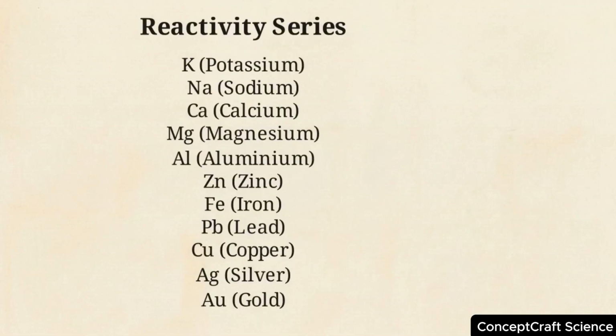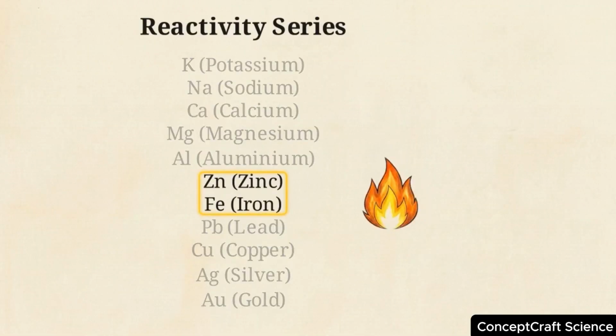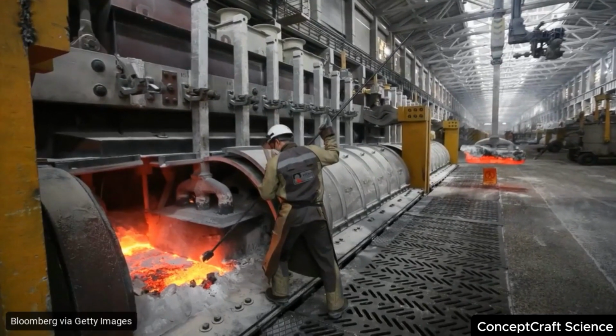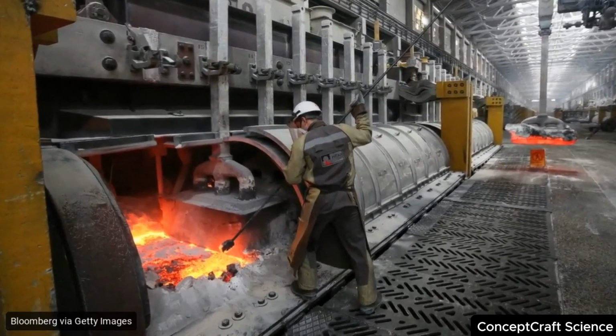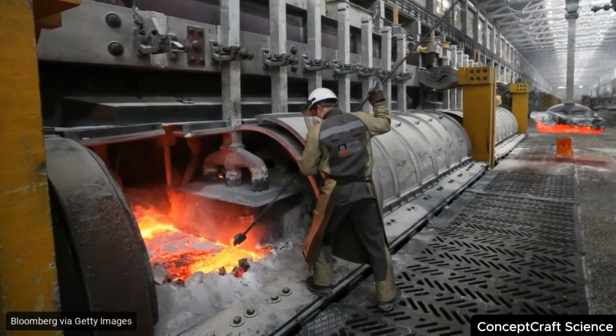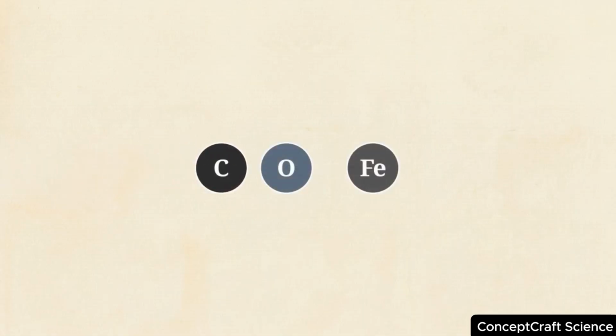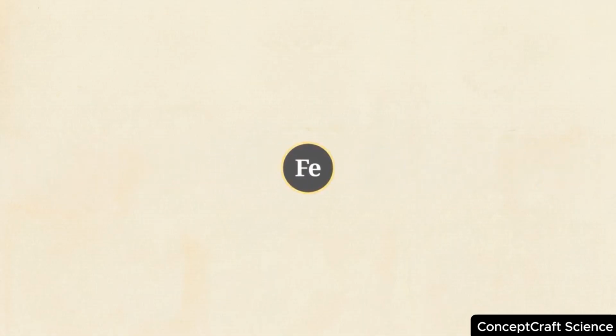But for medium reactivity metals, like iron and zinc, heat alone isn't enough. We have to introduce a chemical thief, carbon. When thrown into a blast furnace, the carbon acts as a reducing agent. It steals the oxygen away, leaving the molten iron to pool at the bottom.